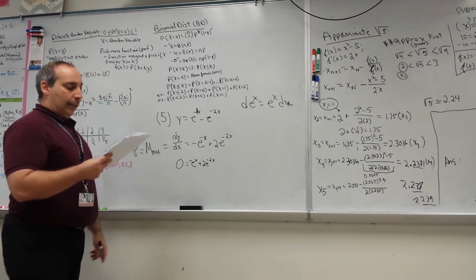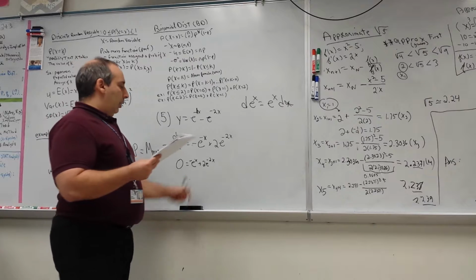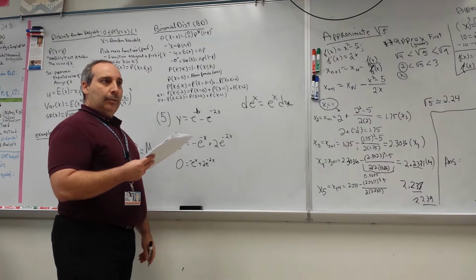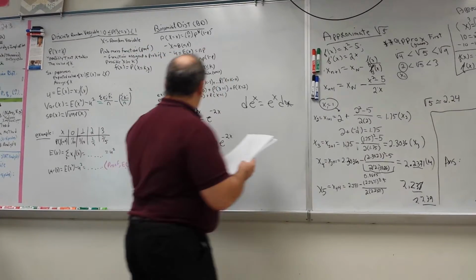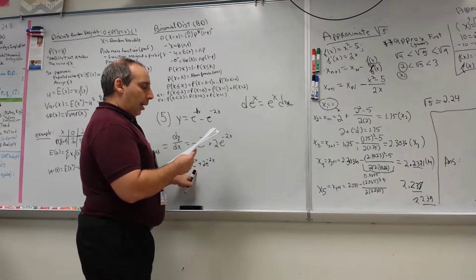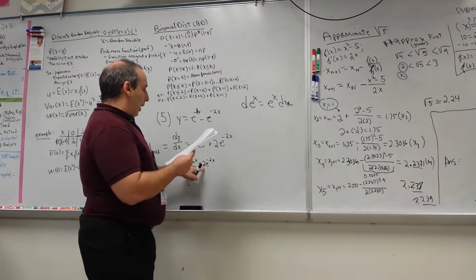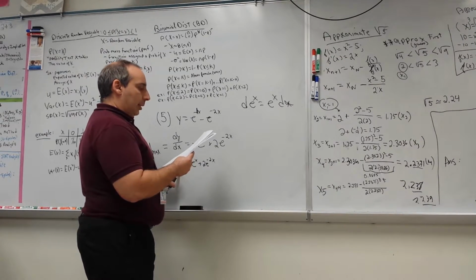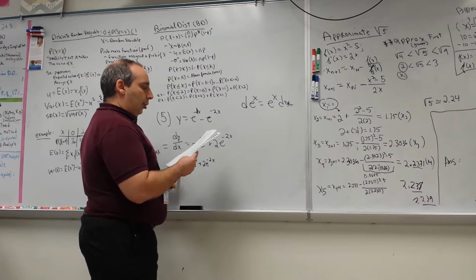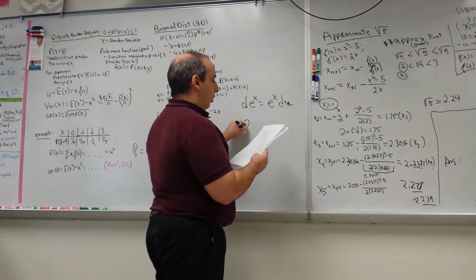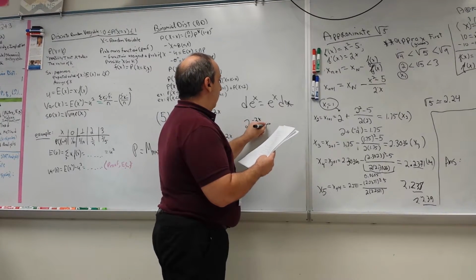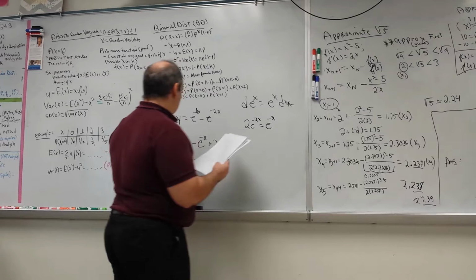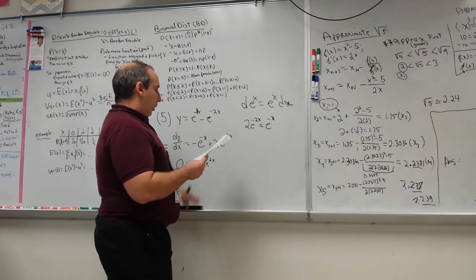Now, what do you think's next? Get 1 to the other side, right? Well, we have to do that ln thing. So I'm going to bring this one over, it doesn't matter. I should get 2e to the negative 2x equals e to the negative x. It'll come out that way.